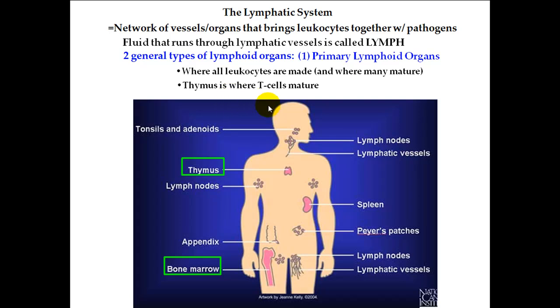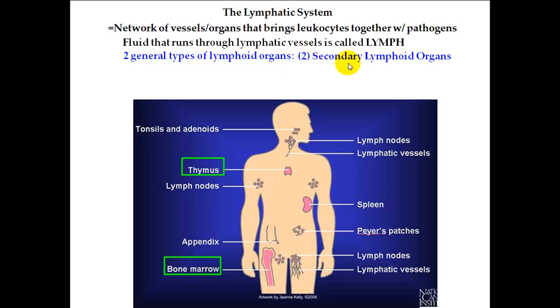All right, so again, all of these are considered to be organs of the lymphatic system. There are two, the thymus and the bone marrow, that are considered to be primary lymphoid organs. Primary meaning first, because here are where the white blood cells are first made. All of these other organs you see in this picture are considered to be secondary lymphoid organs.